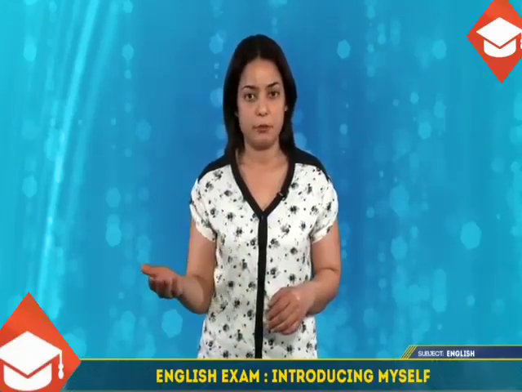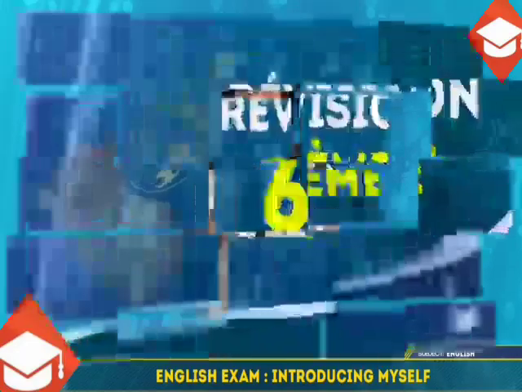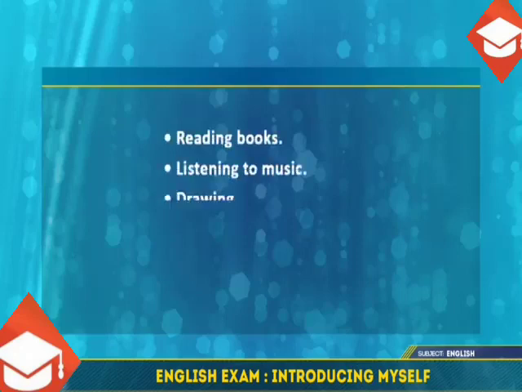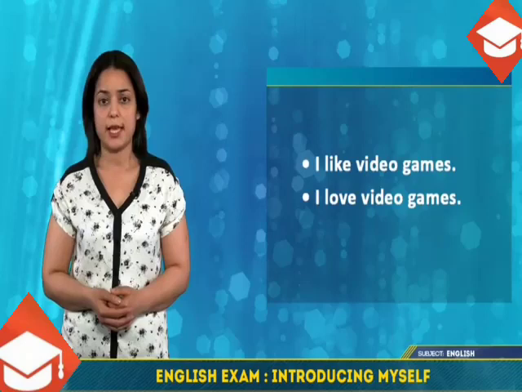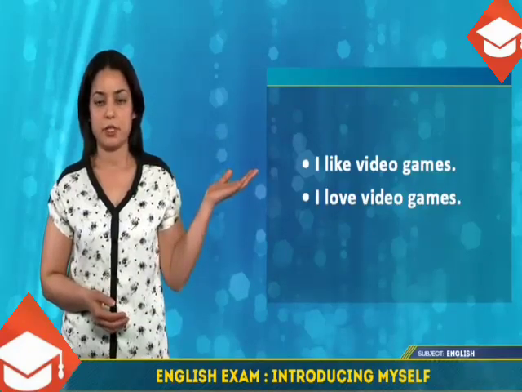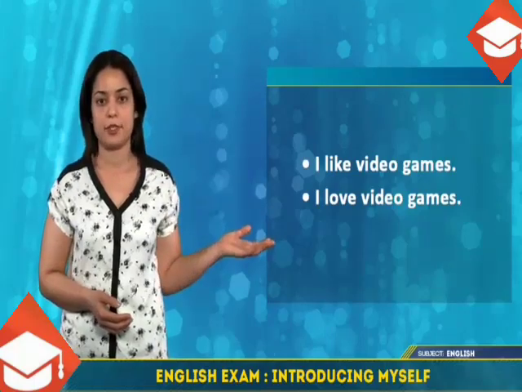After saying your name, age, and the country where you come from, you can add some personal information. You can tell your new friend about your favorite hobbies or activities. Different people enjoy different hobbies, and you can have more than one hobby. For example, you enjoy reading books, listening to music, drawing, watching TV, playing video games. And to talk about your favorite hobbies or activities, you say, I like playing video games, for example. Or if you like it very much, you can say, I love video games.